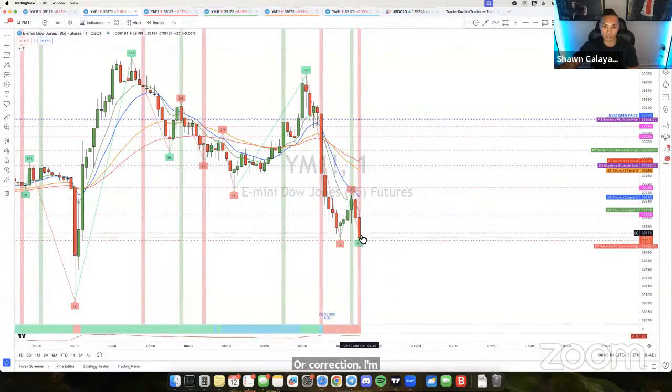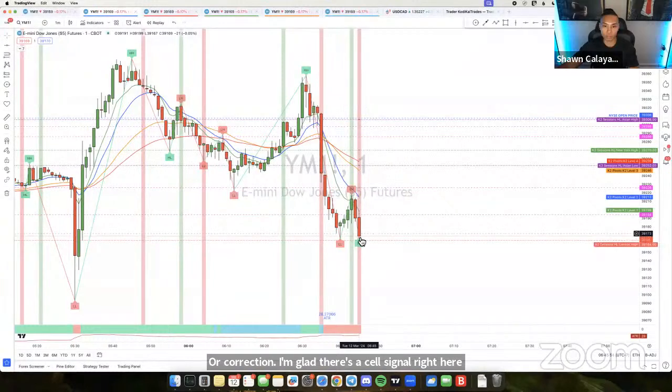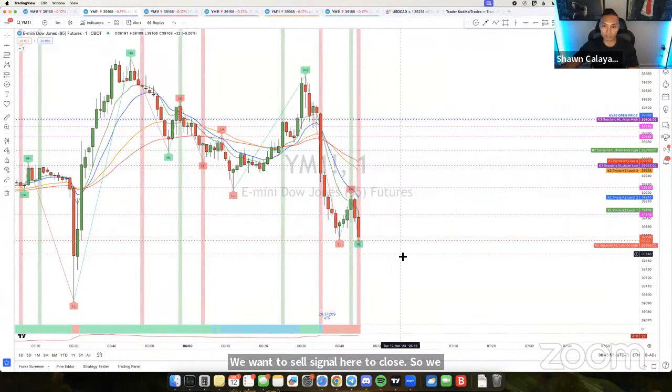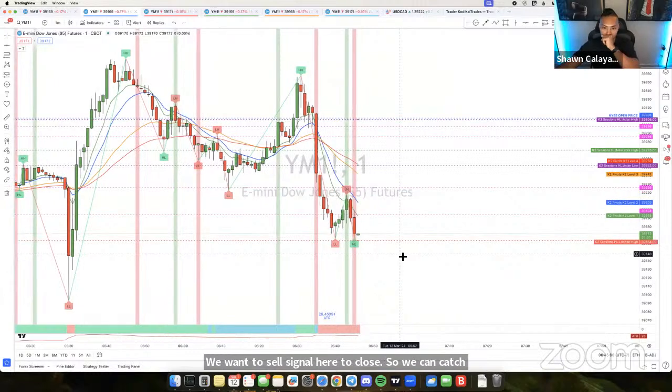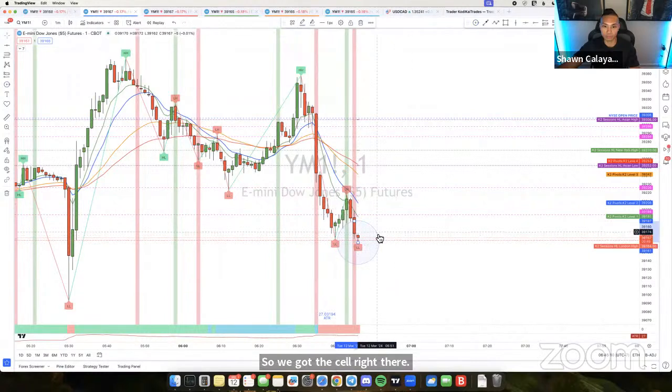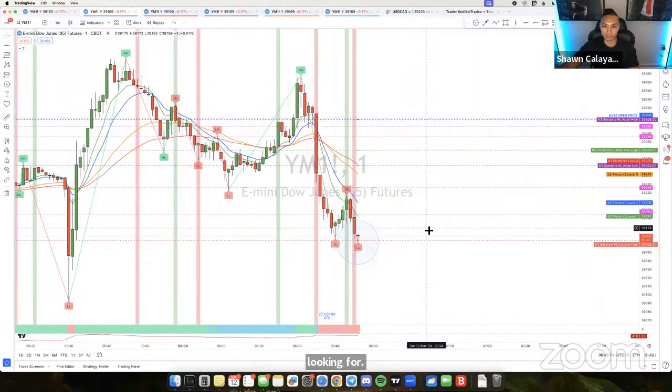I'm glad there's a sell signal right here because this is what we want. We want a sell signal here to close so that we can catch that buy back to the upside. All right, perfect. So we got the sell right there. We got the retest of the sessions, exactly what we were looking for. And let's see if we can get that reversal back to the upside.